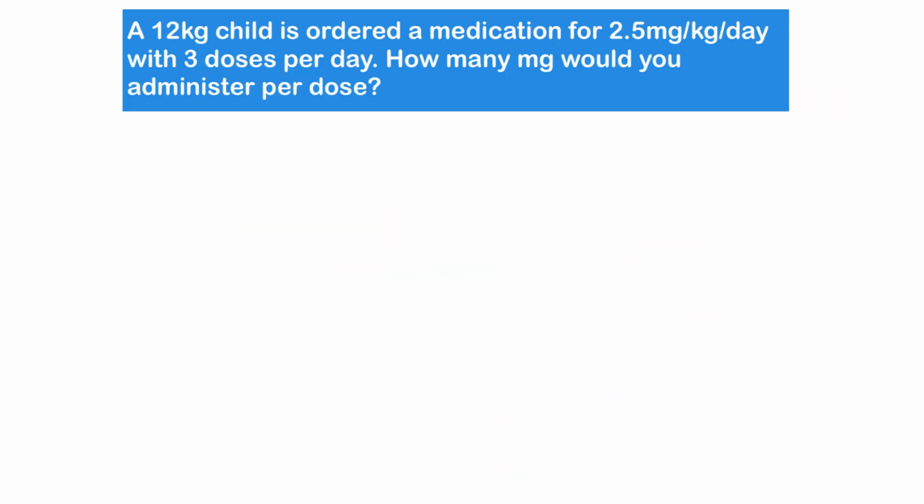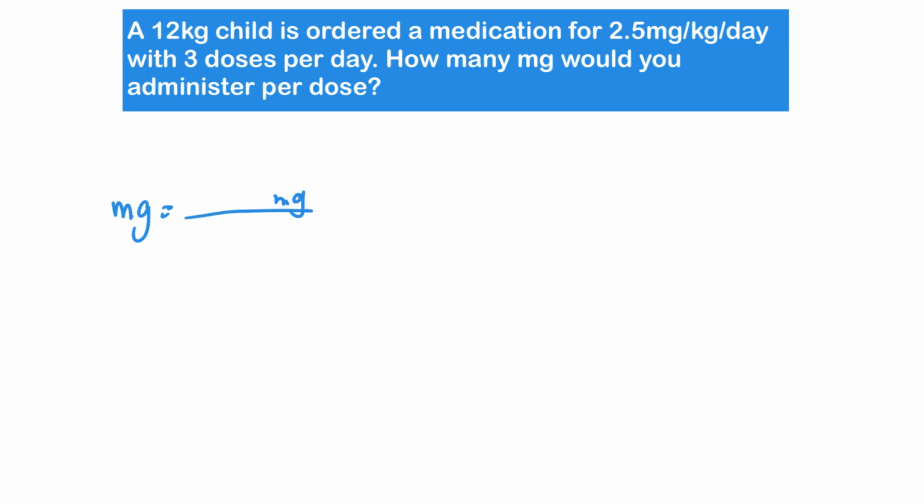Let's look at this one. So we have a 12-kilogram child that has a medication ordered for 2.5 milligrams per kilogram per day with 3 doses per day. They're going to get 3 doses per day. How many milligrams would you administer per dose? So this one's asking just for milligrams. How many milligrams per dose are you going to give? So we're going to start with what we want, and what we want is milligrams because that's what the question wants us to find out. Put that on top.